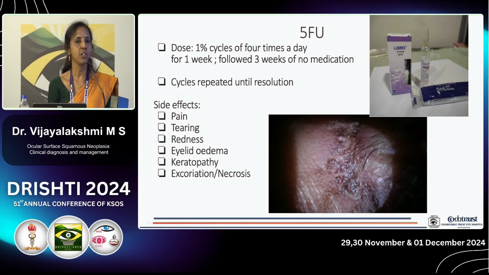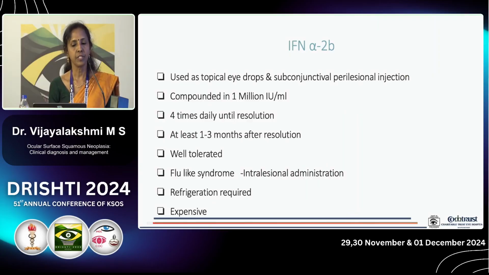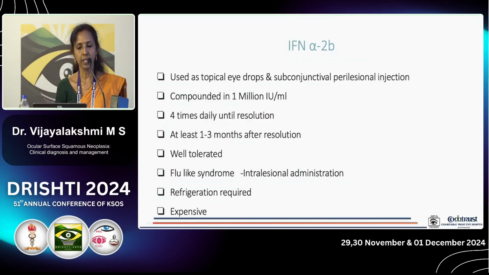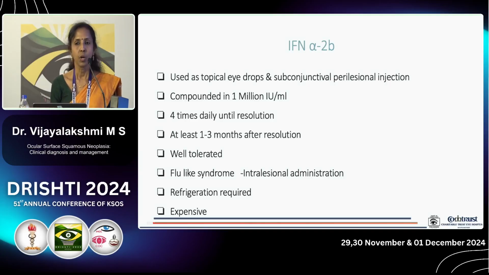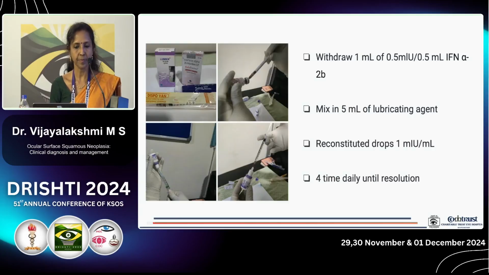This patient had forgotten to use it in 1 cycle, and this is what happened. Again, coming to interferon, it's given as a compound in 1 million international units per ml, again 4 times daily till the tumor resolves, and further for another 1, 2, or 3 months. The good thing is it's well tolerated, but the difficulty is that it is very expensive, and it requires refrigeration also. It can be given intralesionally also, and we have seen flu-like syndrome in patients.